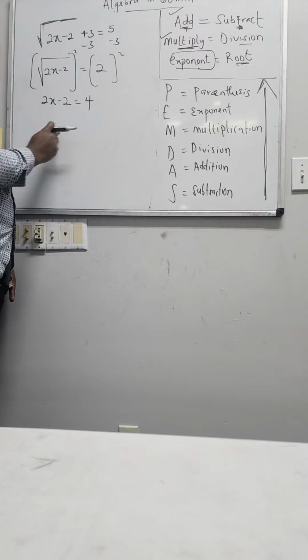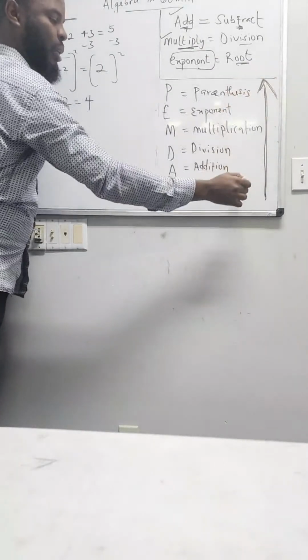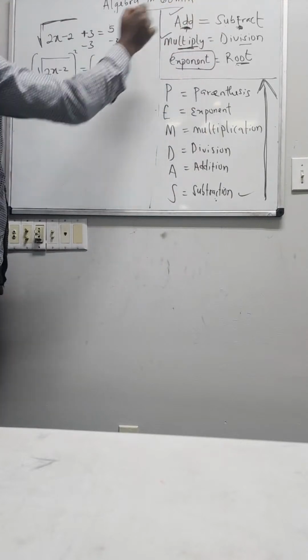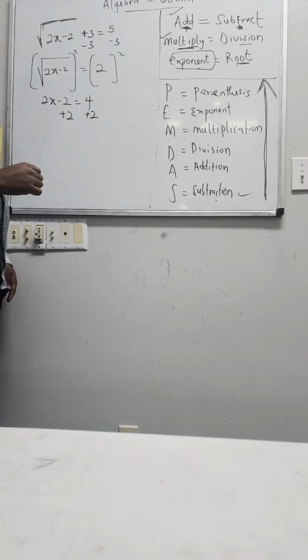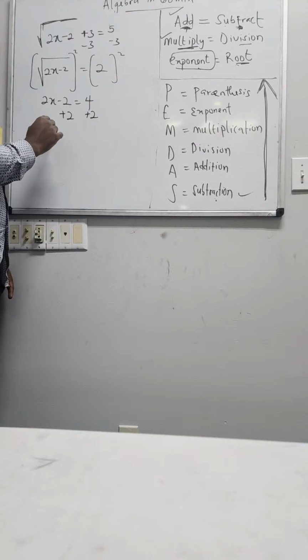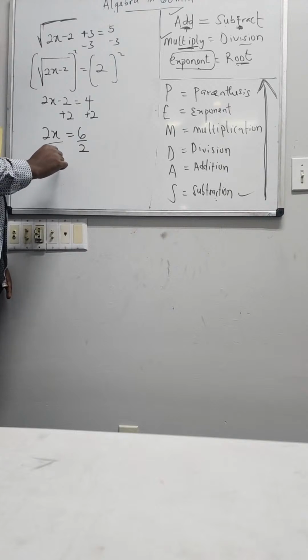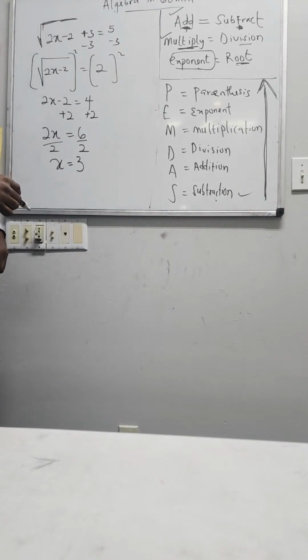Using PEMDAS again, we still have subtraction. Like I told you, we're going up. So here we have subtraction. So if you have subtraction, you use addition sign, which is plus 2, plus 2. And here we have 2x equals 6. Dividing by 2, dividing by 2. x will be equals to what? 3. So we have our x to be equals to 3.